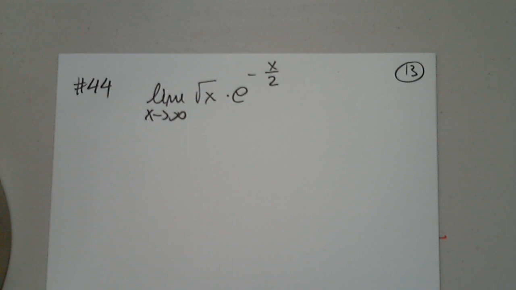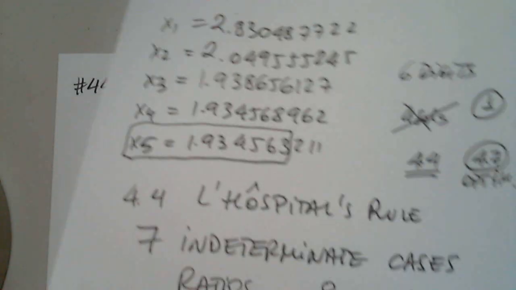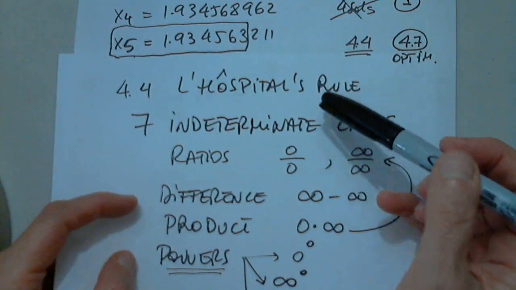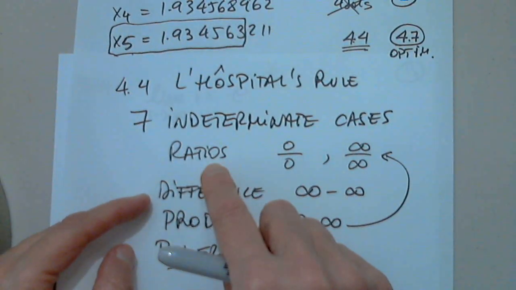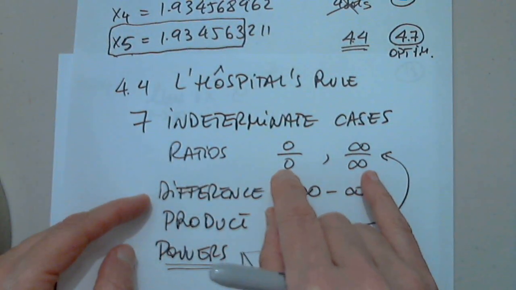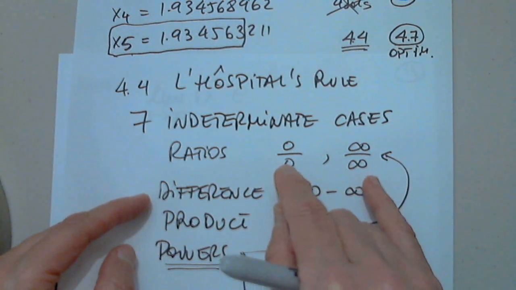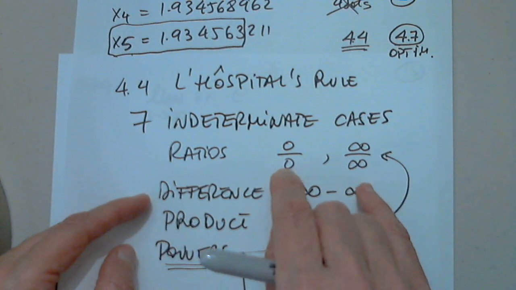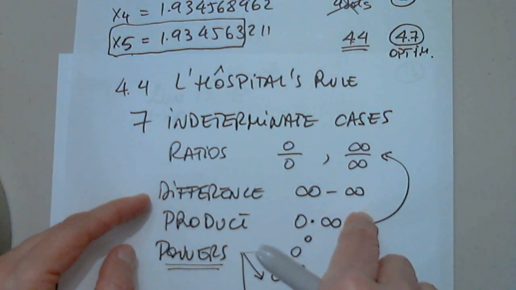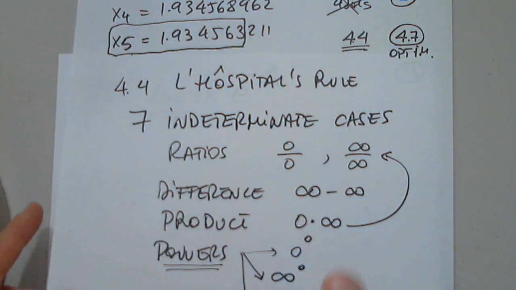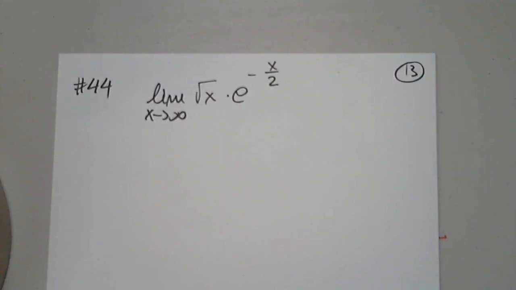Remember, L'Hopital's rule is all about limits, right? I forgot to mention that again. We discussed that. L'Hopital's rule has to have a ratio, with this initial step of 0 over 0 or infinity over infinity, and then we can differentiate the top and differentiate the bottom. Okay, it's all about limits. So let's take a look at this.